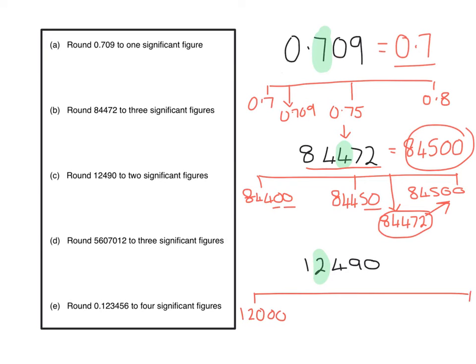Or it's going to go up to 13,000. Bang in the middle, at the point that it starts rounding up, would be 12,500. So where does this number go? Well, it goes just a little bit below 12,500. It's about there, which means that it's going to round down to 12,000.